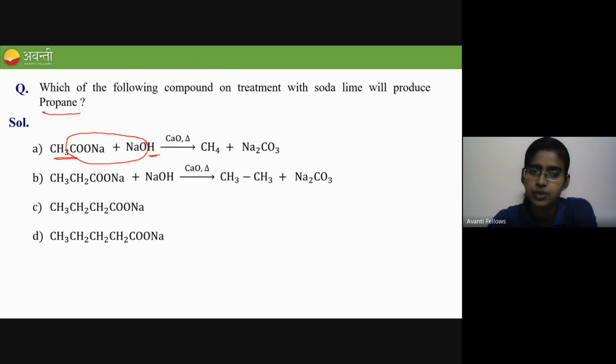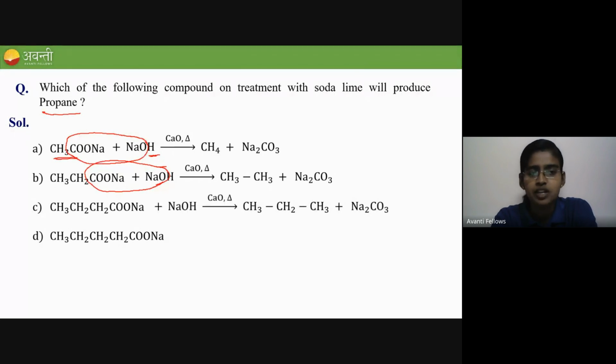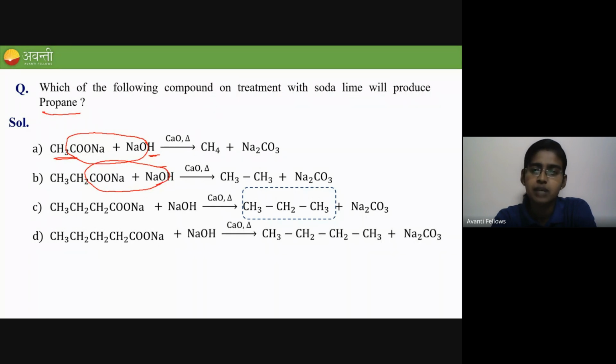In option B, here is the alkyl group. But all of a sudden, all of you gave me option A. All of you gave the wrong answer first. In option C only, we are getting propane. Removal of Na2CO3 leads to the formation of propane. And in option D, what do we get? We get butane because the alkyl group is butyl, right? So in the third reaction only, we are getting propane. So option C is the correct answer for this question.